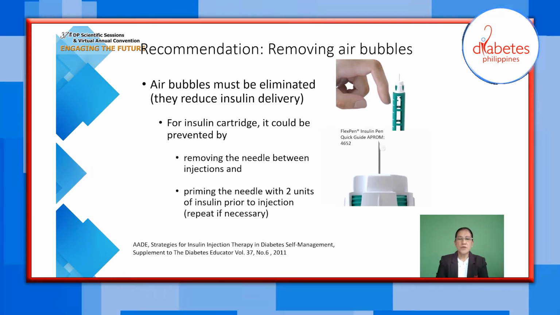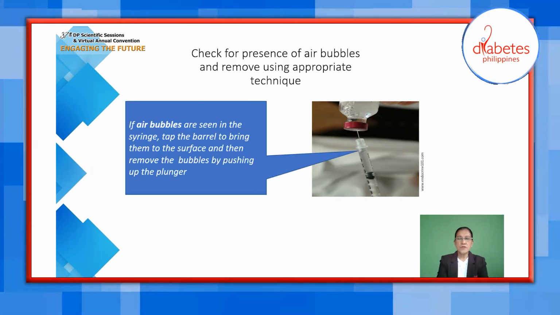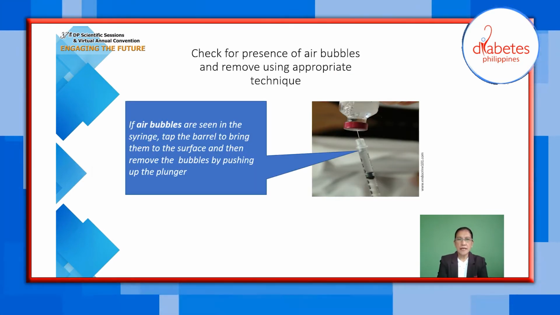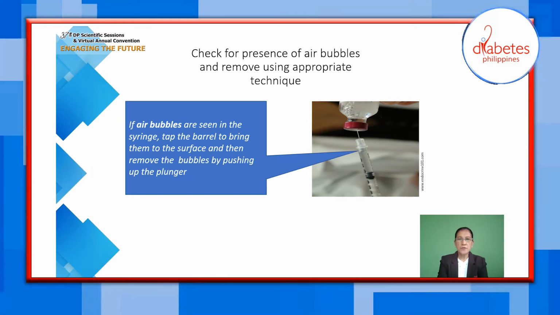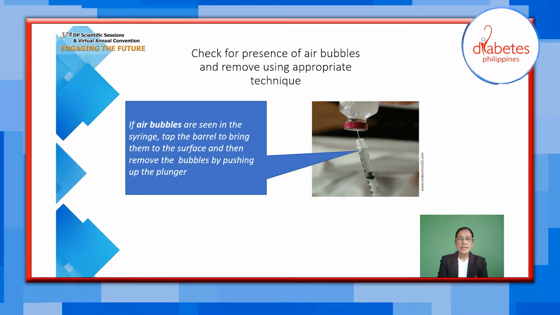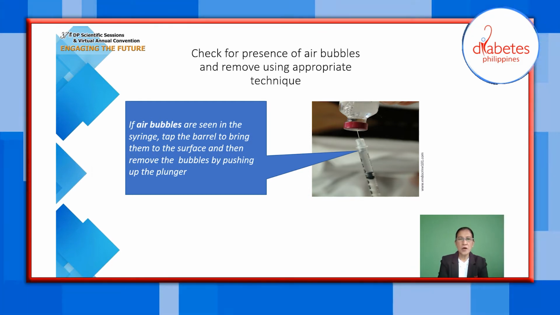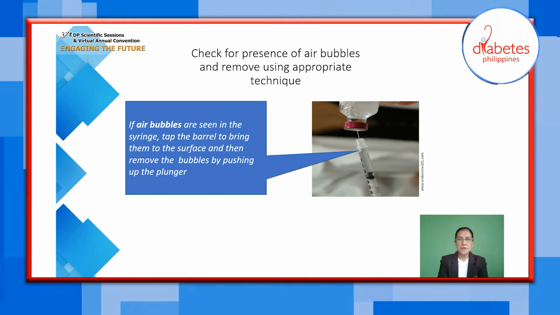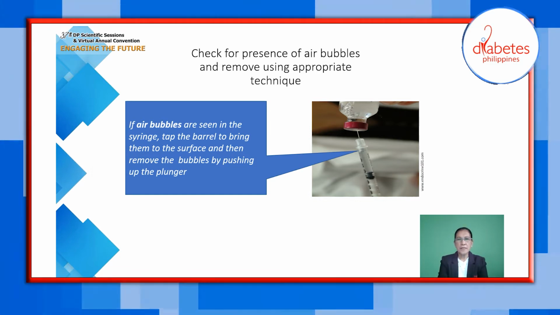If you are using a syringe and if you see a bubble like this, the one pointed there, you have to tap the barrel and then push back the insulin into the vial and slowly pull the plunger so that the air will not come inside the syringe.